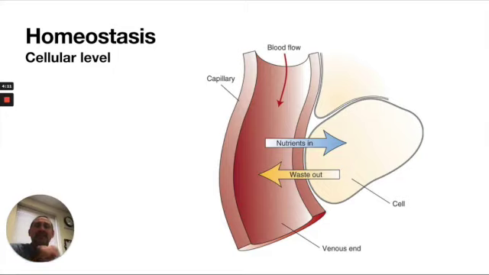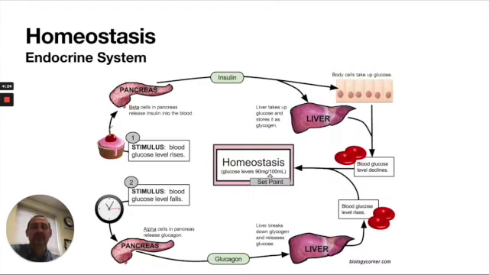Here's that same idea on a cellular level. In this case, the circulatory system is bringing nutrients in. So nutrients in high concentration in the blood are diffusing into body cells that need it. Waste products in the cell are being diffused out into the bloodstream. The endocrine system works to maintain hormone levels. Hormones often target organs and cells to act differently.